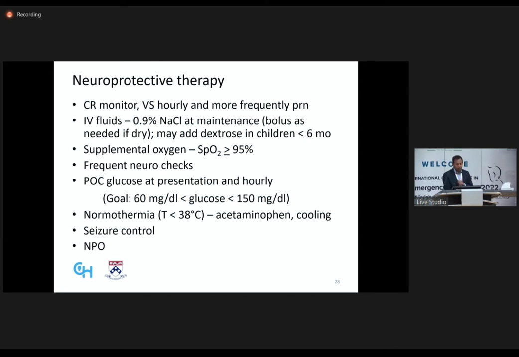And this is true for anybody more than 6 months. Young infants are more prone to get into hypoglycemia. Their glycogen reserves in the liver are not so good. So there, D5 is allowed. Supplemental oxygen, frequent checks, blood sugar, we talked about normothermia.